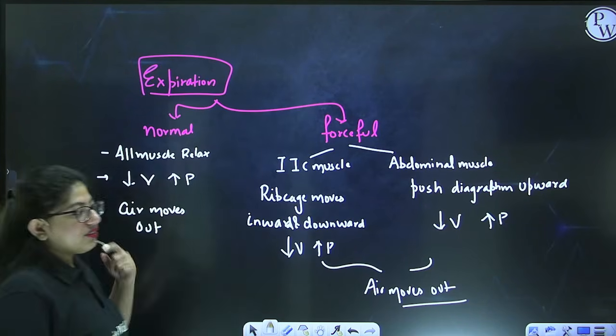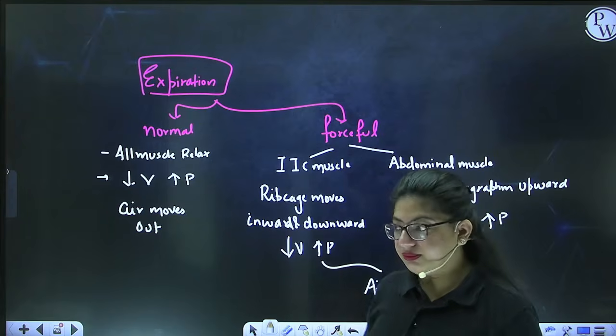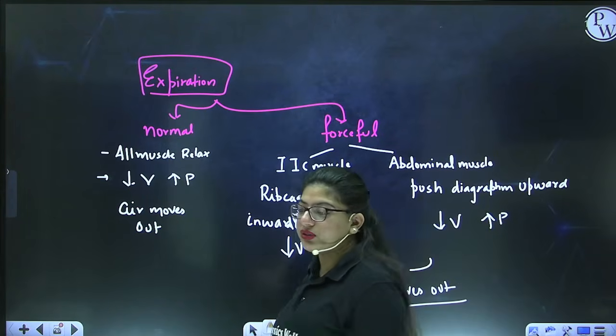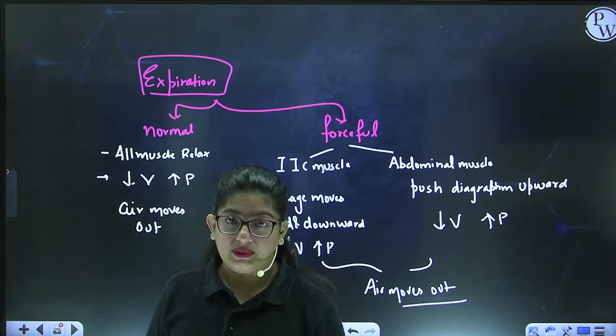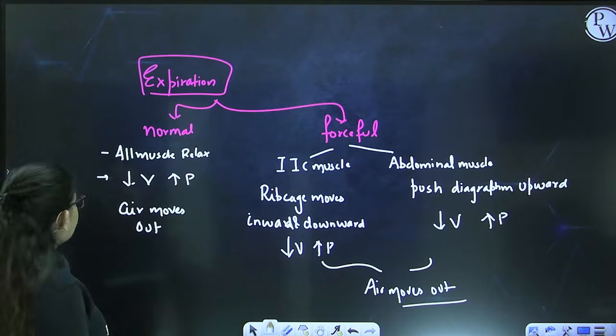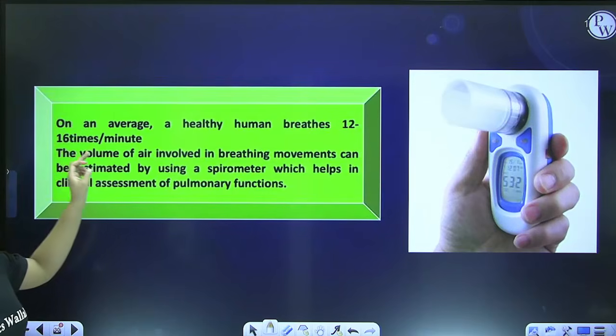So questions are generally asked from which muscle will contract during which mechanism, inhalation or exhalation, and what will happen to the volumes and the pressures. Fine? Okay. Moving further, on an average, a healthy human breathes around 12 to 16 times per minute.